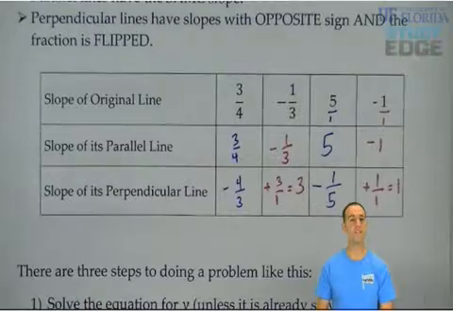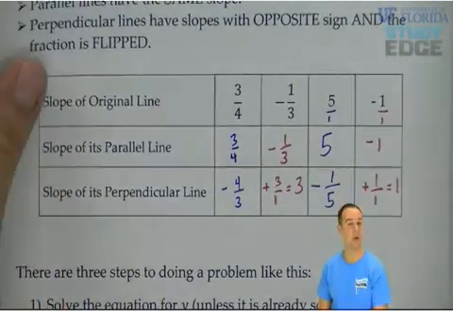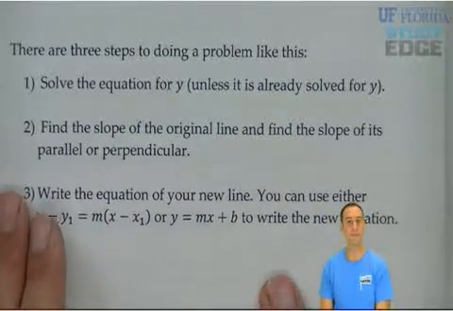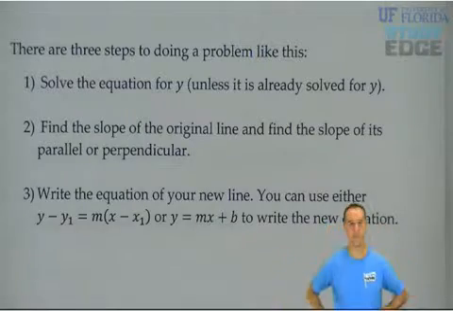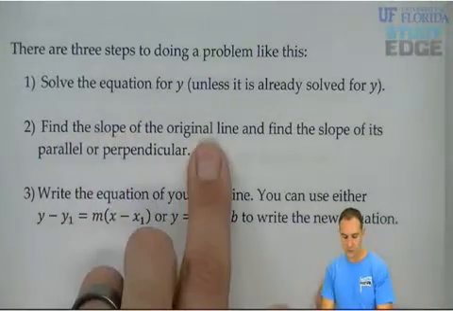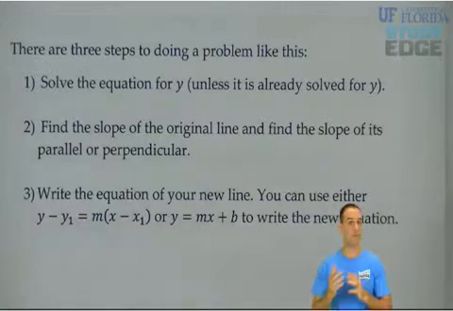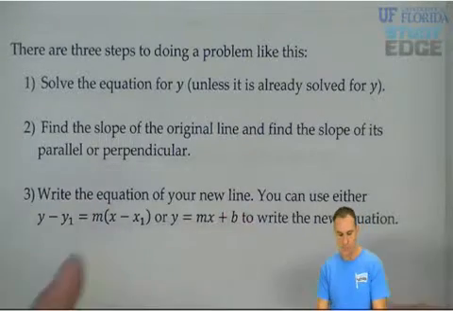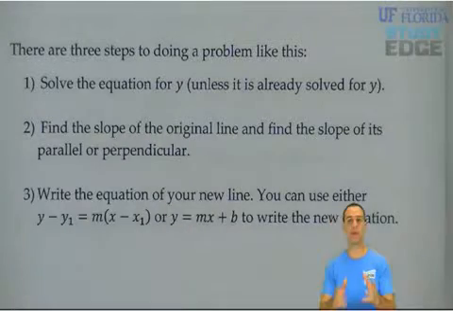So overall, beyond just finding slope, there's about 3 steps in doing these types of problems to find the equation, because that's the whole point. We're going to find the equation using parallel and perpendicular lines. The first step will be solve the equation for y, unless it already is, then that's great. Find the slope of the original line, and then find the slope of the parallel or perpendicular line, whichever one they ask. And then lastly, write the equation of your new line, and you can use either point-slope form or slope-intercept form to write the equation.